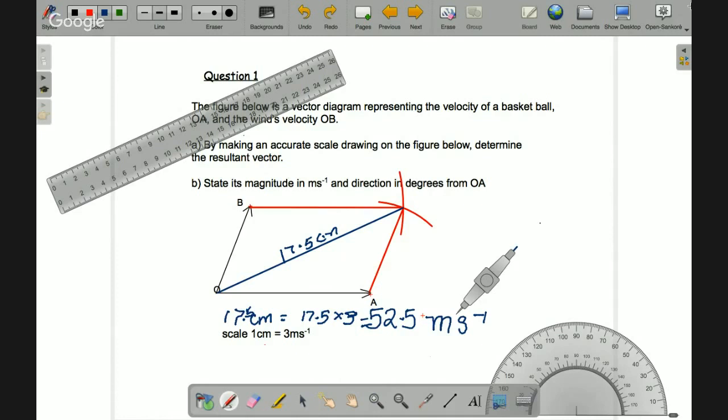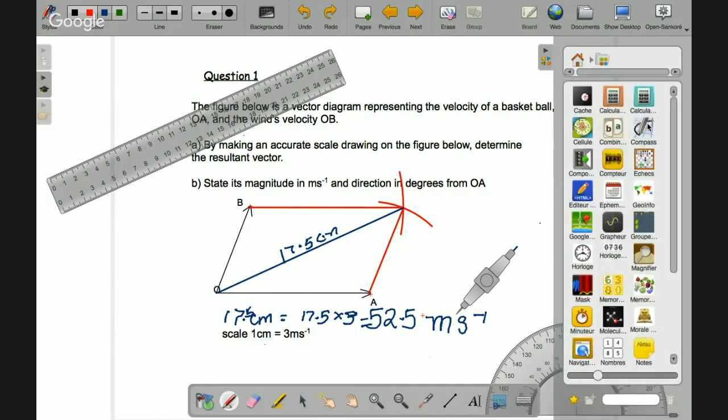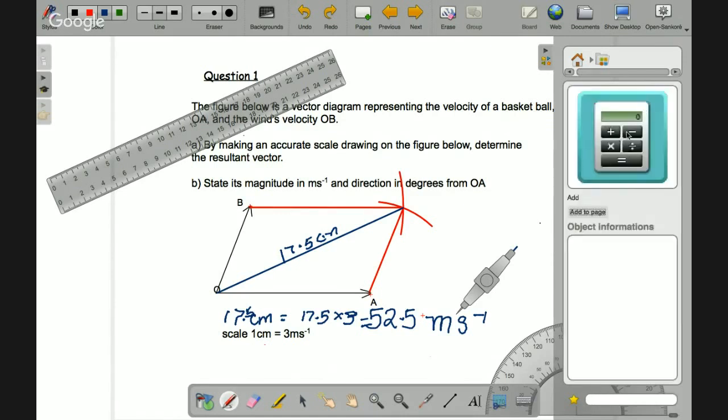49.5, did I make a mistake? There's a calculator here.